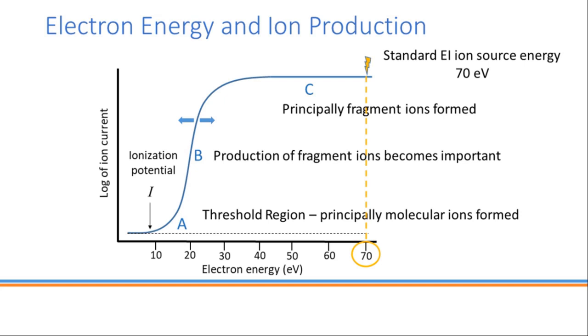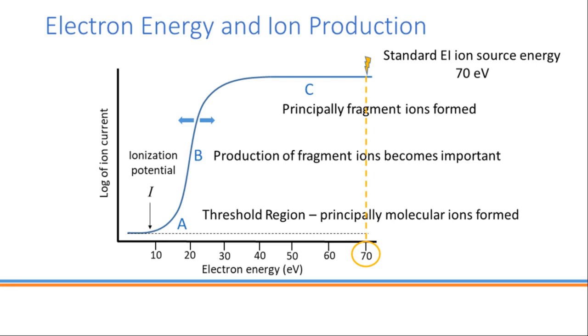But in general, if we apply a little bit of energy, we can reach this ionization potential and start to generate some ions. And when we do that with pretty low energies, we're going to just principally create molecular ions. And as that energy now is ramped up to a little bit higher energy, the production of fragment ions becomes important to this ion current that we're measuring.